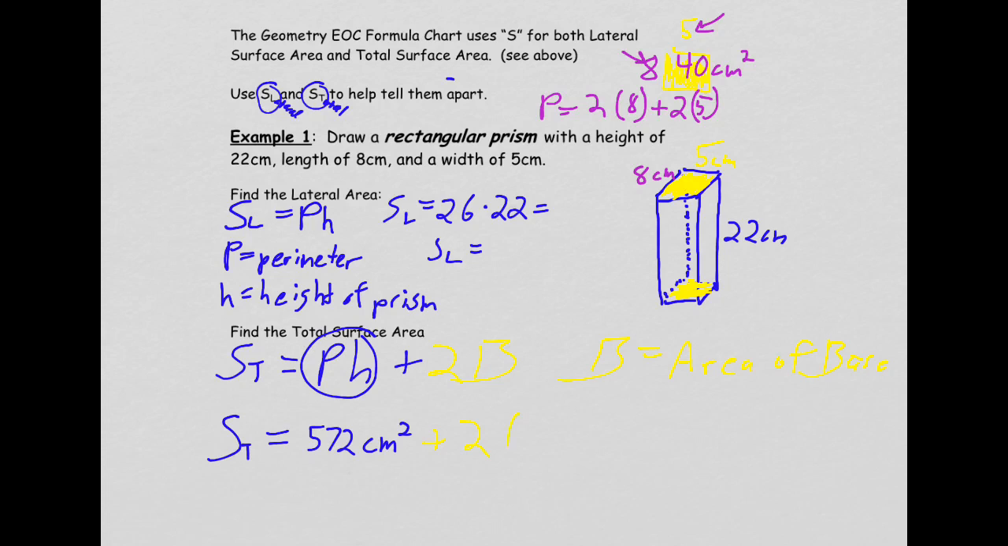Plus 2 times the area of my base. Now it's the area of my base. Five and 8. So the area is 40. I plug that into my calculator and I get 652 centimeters squared. All right, let's keep on going.